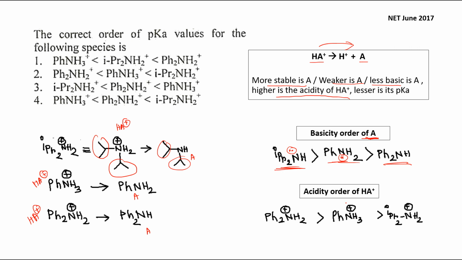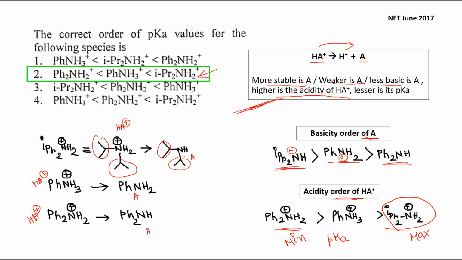Now if it is a basicity order, acidity order will be reverse, as we have seen in this explanation here. So if this is the acidity order, that means pKa order will be reverse. Maximum pKa will be for this one, max. This is the mean, and that you can find in this option, that is the second one. Okay, so in this way, step by step, applying this logic, we can understand the correct order of pKa values.